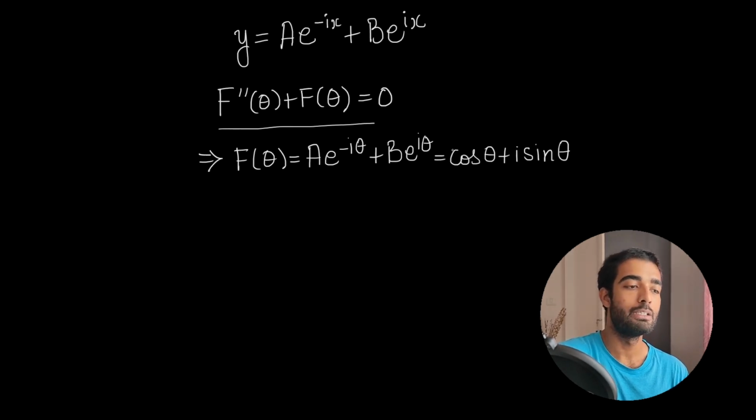So we have obtained this much. This is how e comes into the picture. And what we are going to do is substitute the value theta equal to 0. That is, we'll get a plus b equal to 1.